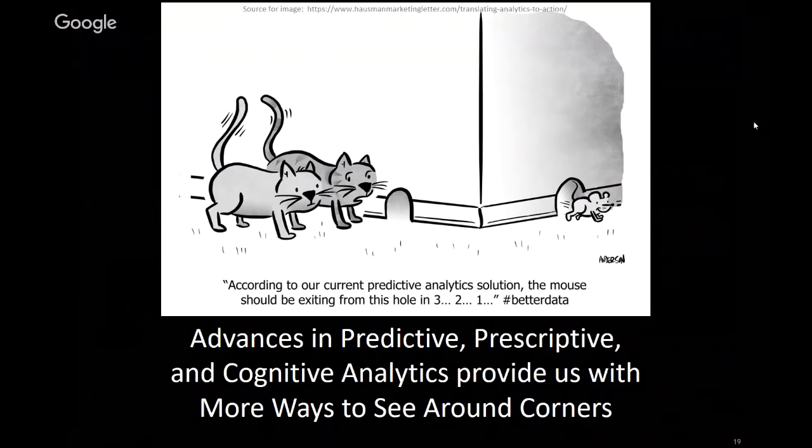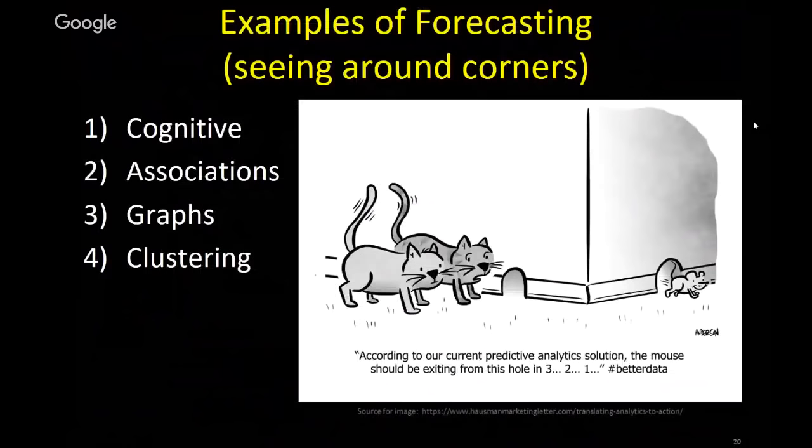And there's a cute little cartoon here about cats using predictive analytics, and they say, according to our predictive analytics solution, the mouse should be exiting from this hole in 3, 2, 1. Well, the mouse did exit. It just exited a different hole. So these cats needed to see around corners, okay? That is to say, they were pretty close to what was going to be right, but they didn't get the right location, but they did get the right time. And so that's almost a figurative and a literal explanation of predictive analytics helping us to see around corners.